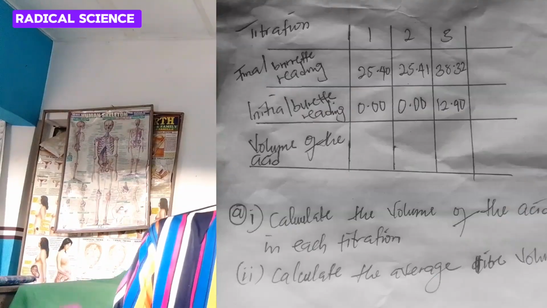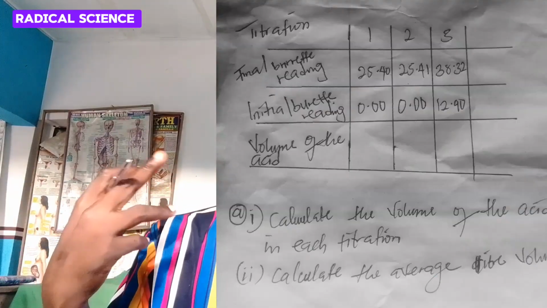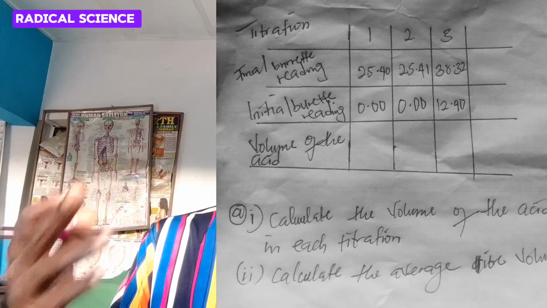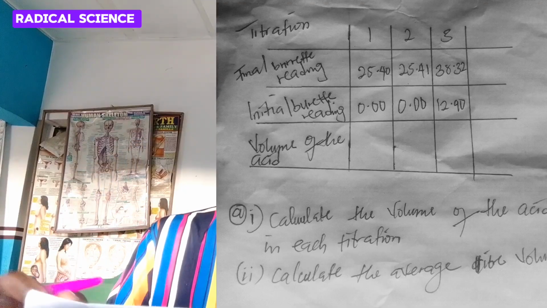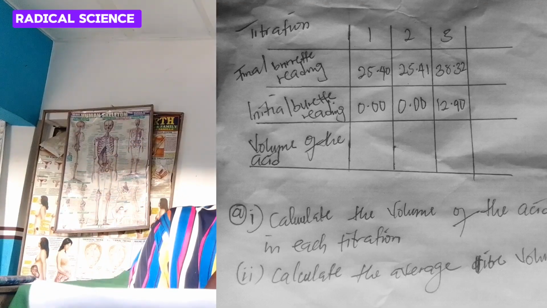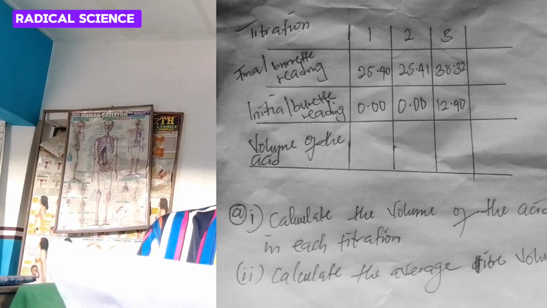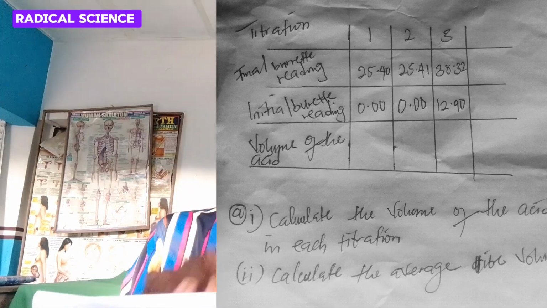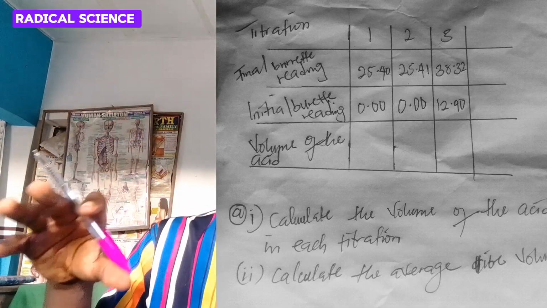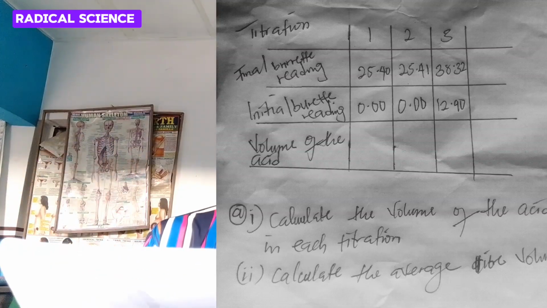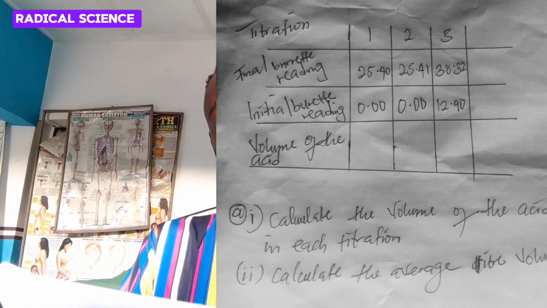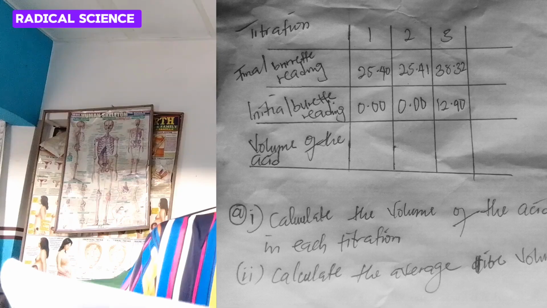So now let's take a look at the table here. Here we have titration, we have the final burette reading, and we have the initial burette reading, we have volume of the acid. So here we have first titre, second titre, and then the third titre. Now if you go down, you will see that the volume of the acid is not given. It has not been calculated. So you should take note of that.